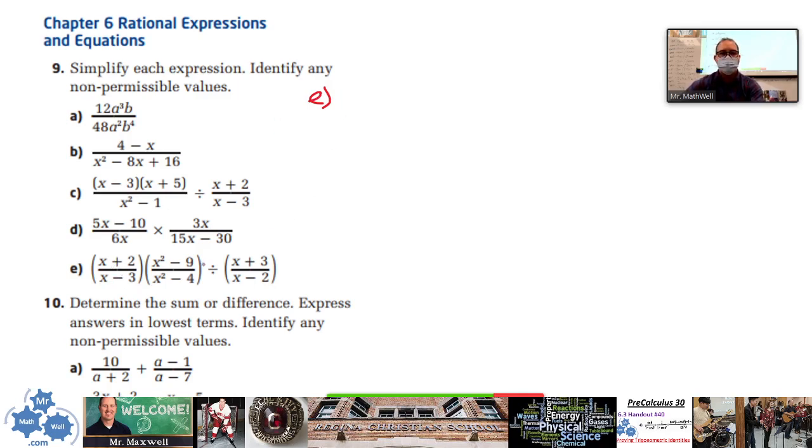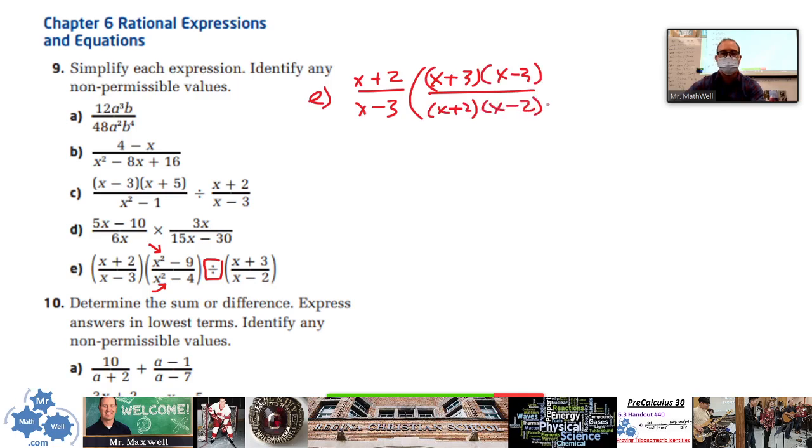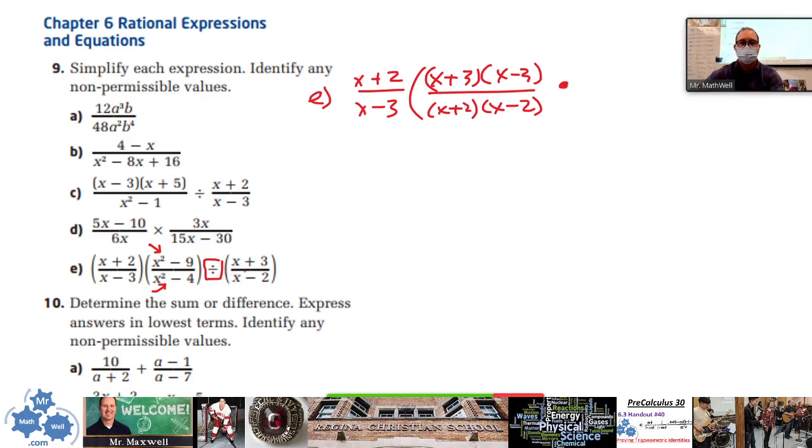So what I want to see. I see this division here. I'm gonna change that to a multiplication, but I'm also going to factor anything that I can factor on the top or bottom. So it's gonna look like this: x plus 2 over x minus 3. This is going to be x plus 3 times x minus 3. And on the bottom, it's going to be x plus 2 times x minus 2. And then this is going to be multiplied by, and I got to flip when I multiply. When I divide by a fraction, I flip and multiply. So this is actually going to be x minus 2 up top and x plus 3 on the bottom.